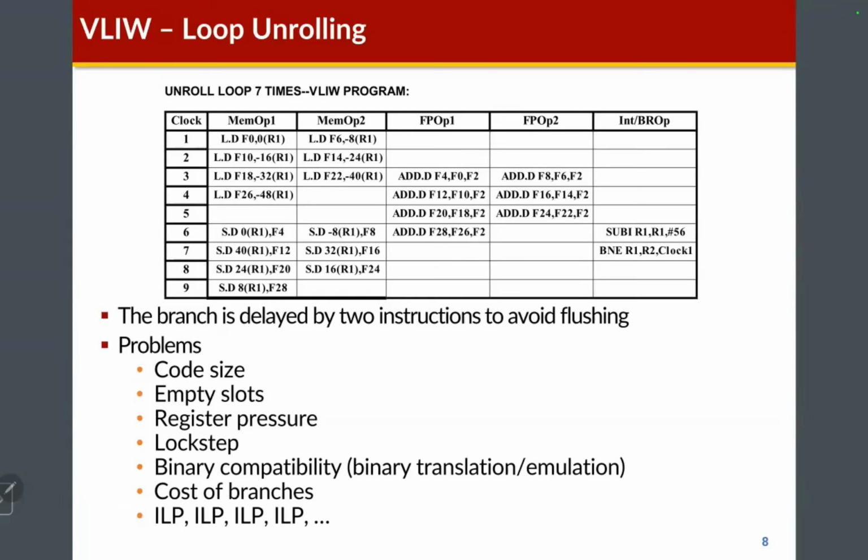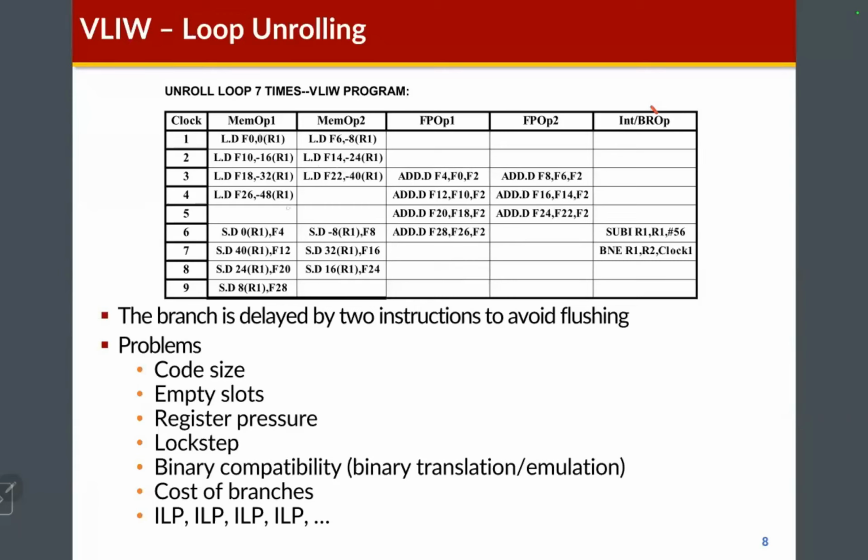And after that, the branch offset is adjusted, so we can have only 1 sub instruction and the branch instruction. So when the loop is unrolled, we can find more instructions, which means that we can find more instructions that can fill the slots of the VLIW. So this is the example. This VLIW has 2 memory slots, 2 floating point slots, and 1 integer or branch slot.